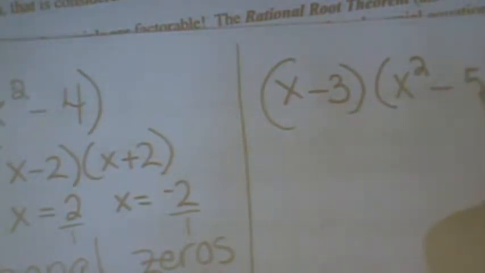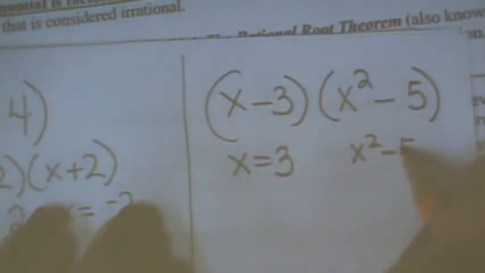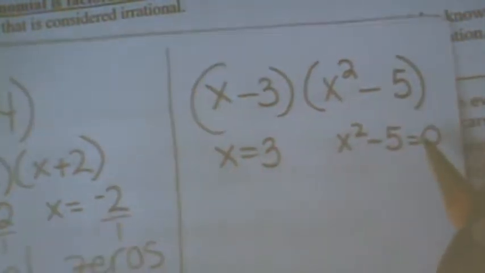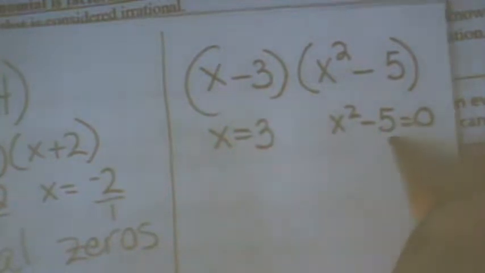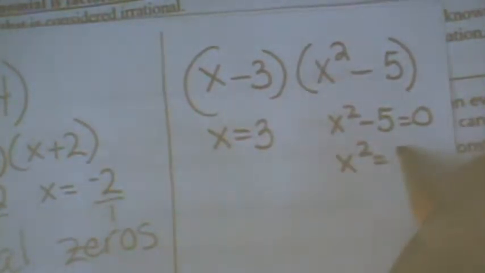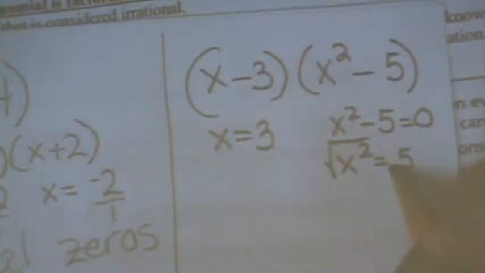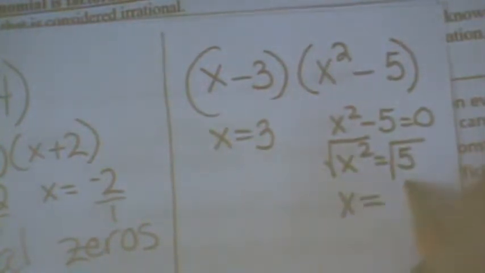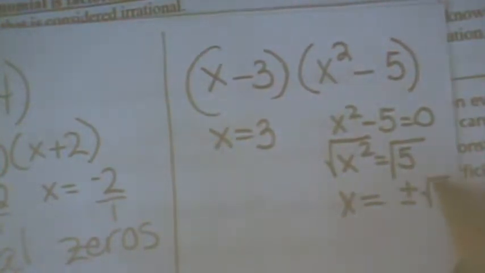What if I gave you this problem, x minus 3, and then x squared minus 5? Now let's look at these answers. I get 3, but what do I do for this right here? How do I finish this one off? I'm going to set this equal to 0. I'm going to add 5, square root both sides, and x is plus or minus the square root of 5.